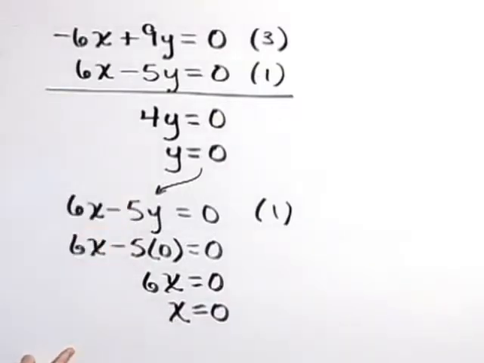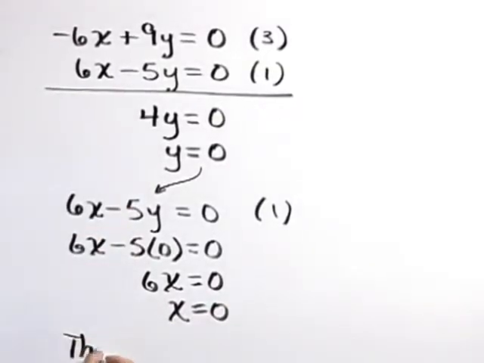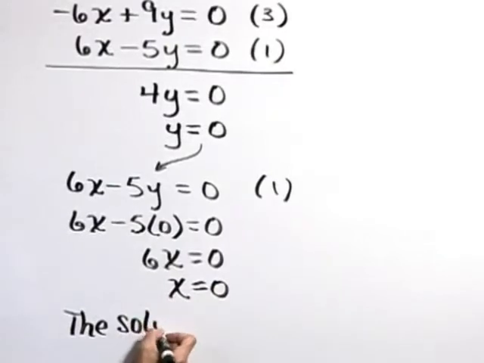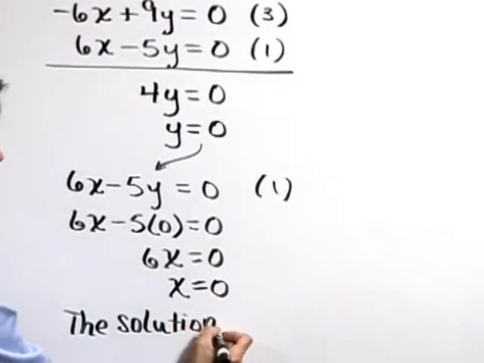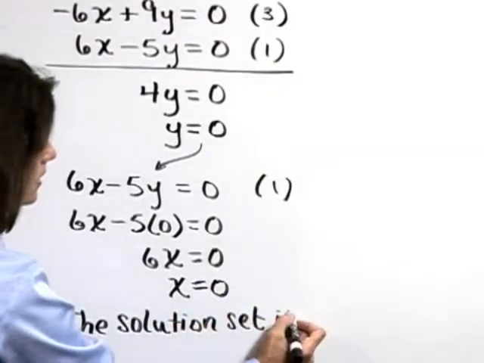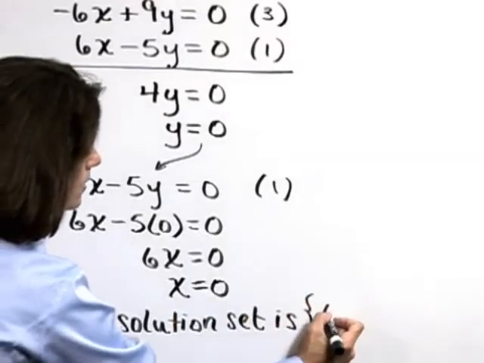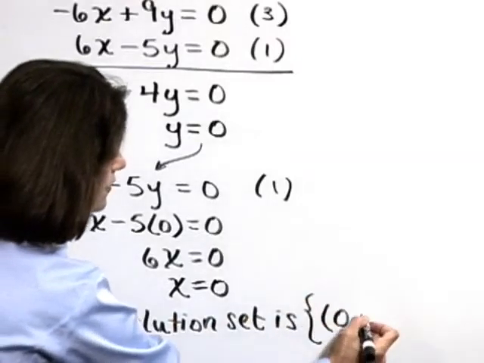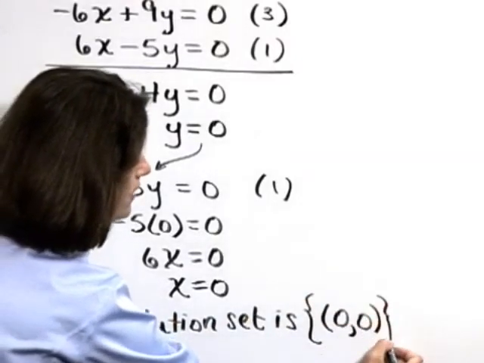Let's summarize by writing the solution set is the point where x is equal to 0 and y is equal to 0.